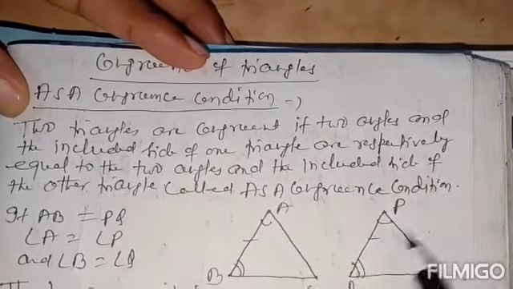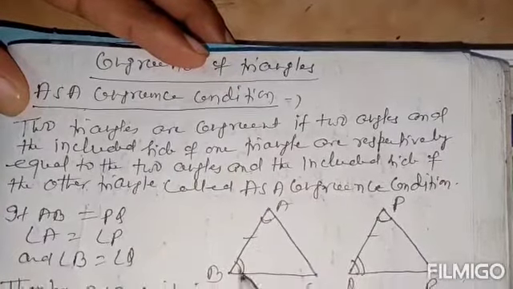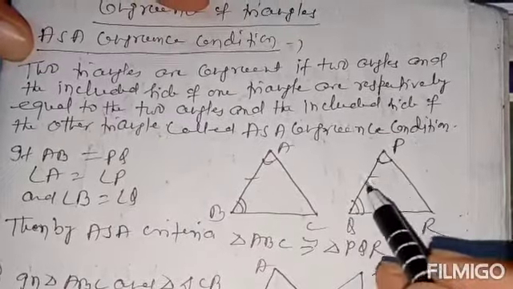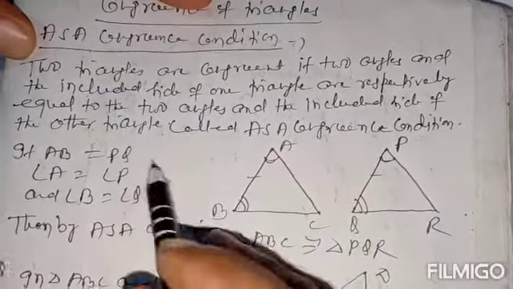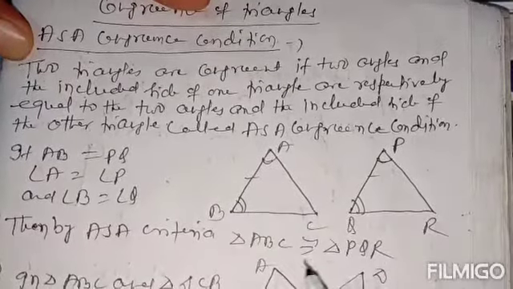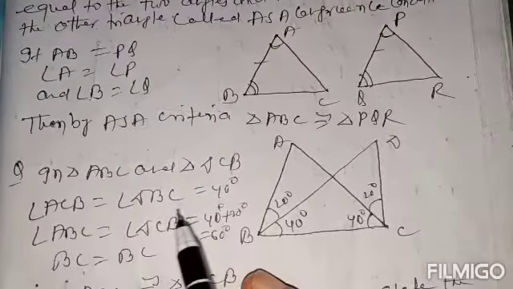In triangle ABC and triangle PQR, if angle A is equal to angle P, angle B is equal to angle Q, and side AB and PQ both are equal, then we can say that triangle ABC and triangle PQR are congruent by ASA criteria. We have some questions on this criteria.